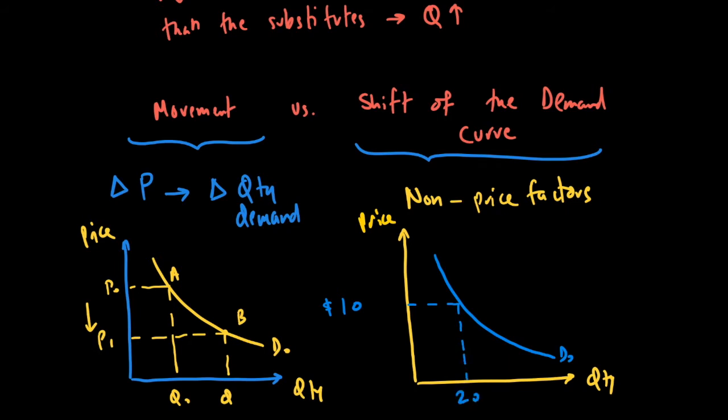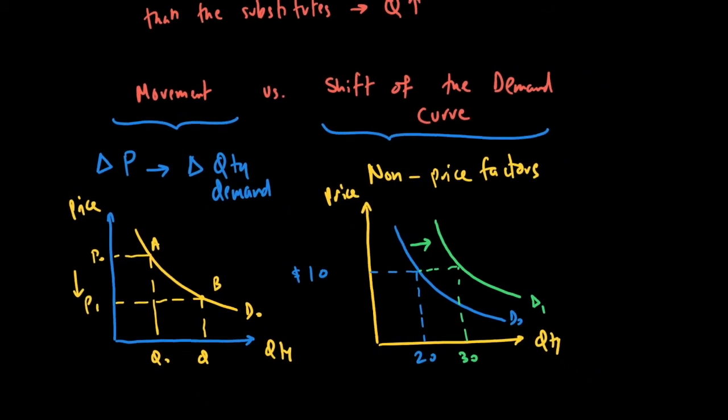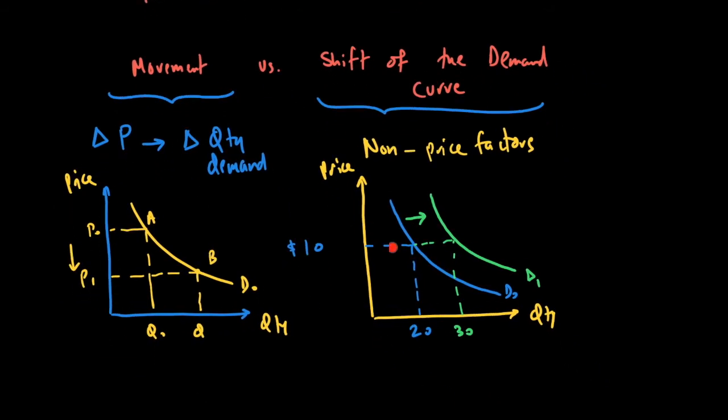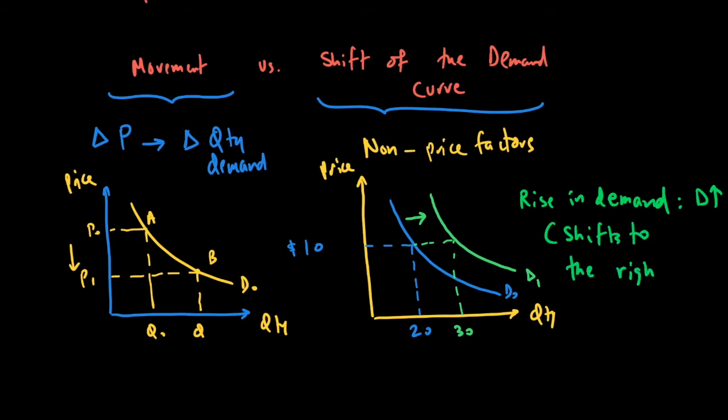And what if I tell you that suddenly, for the same price of $10, the consumer wants to buy more of the good? So let's say he wants to buy 30 of the goods. In fact, for all prices, his willingness is going up to buy more of the good. So if the price is the same and his willingness or even ability to buy more has gone up, that will result in what we call a rise in demand. And a rise in demand would mean your demand curve goes up, which means it shifts to the right.